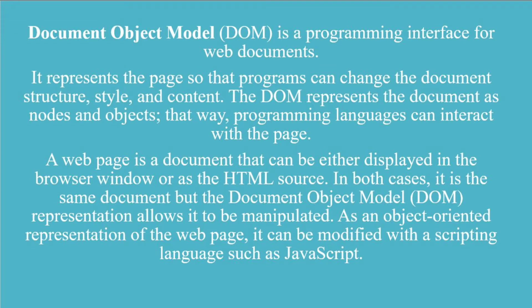So a web page is a document that can either be displayed in the browser window or as an HTML source. In both cases it is the same document, but the Document Object Model representation allows us to manipulate it. As an object oriented representation of the web page, it can be modified with scripting languages such as JavaScript. So by using the JavaScript programming language, we can modify any object or any nodes of the DOM, and which can be reflected instantly on the front-end page.